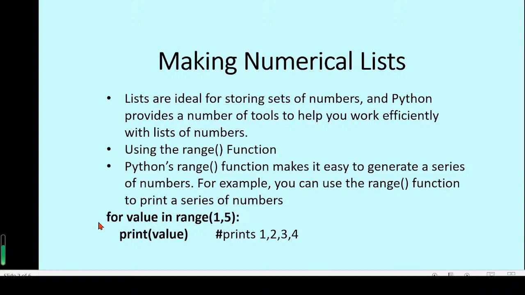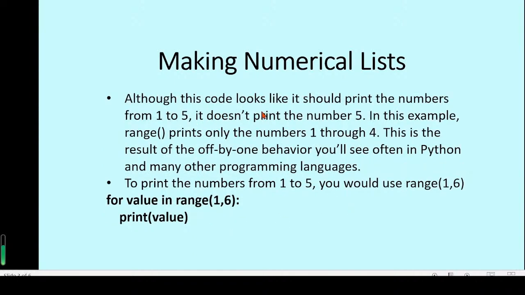You can write a for loop: for value in range(1, 5), print value. The result will print 1, 2, 3, 4. The range 1 to 5 will print numbers from 1 to 4, and for each value from 1 to 4 it will print out. So although this code looks like it should print the numbers from 1 to 5, it doesn't print the number 5. In this example, range prints only the numbers 1 through 4.